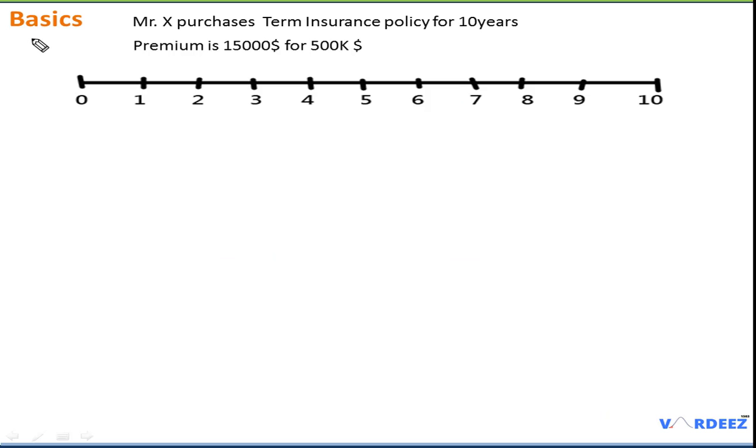Alright, let's start with some basics. So let's say that Mr. X purchases a term insurance policy for 10 years. The premium that he'll pay per annum is $15,000 and the policy amount is $500,000. So this essentially means that if anything happens during this duration, right from day 0 till year 10, let's say that Mr. X dies during this 10-year duration, then the insurance company will pay out this $500,000 to the nominee of Mr. X.